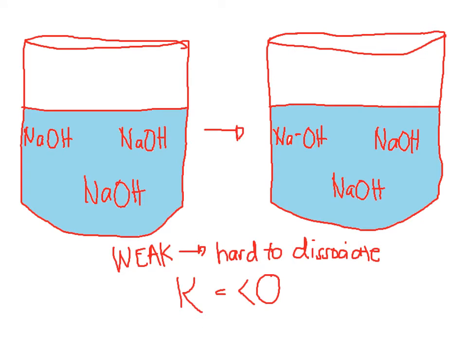Another example: we have sodium hydroxide in water, and after dissociation, you will notice that only a few dissociated. For example, in this picture, only one molecule out of the 3 molecules of sodium hydroxide dissociated. So, this will be considered a weak base. A weak base means it is hard to dissociate, and when we compute the dissociation constant, it will result in less than 0.